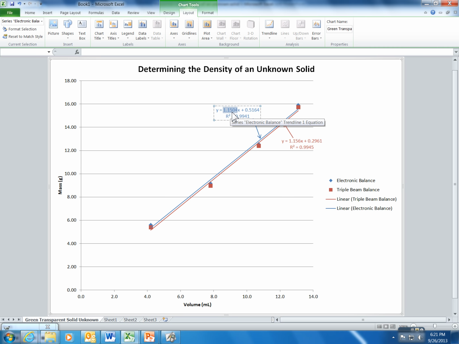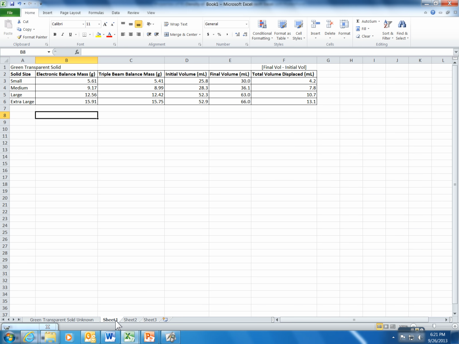So the slope of my electronic balance was, and I'm going to write this on a little piece of paper to the side so that I can remember it when I return to my other sheet, 1.1504, and that's the electronic. And my triple beam balance, the slope is 1.156. All right, so I'm going to click back into my sheet and get back into my information here. And I'm going to do another table for determining the density and percent error of an unknown solid.